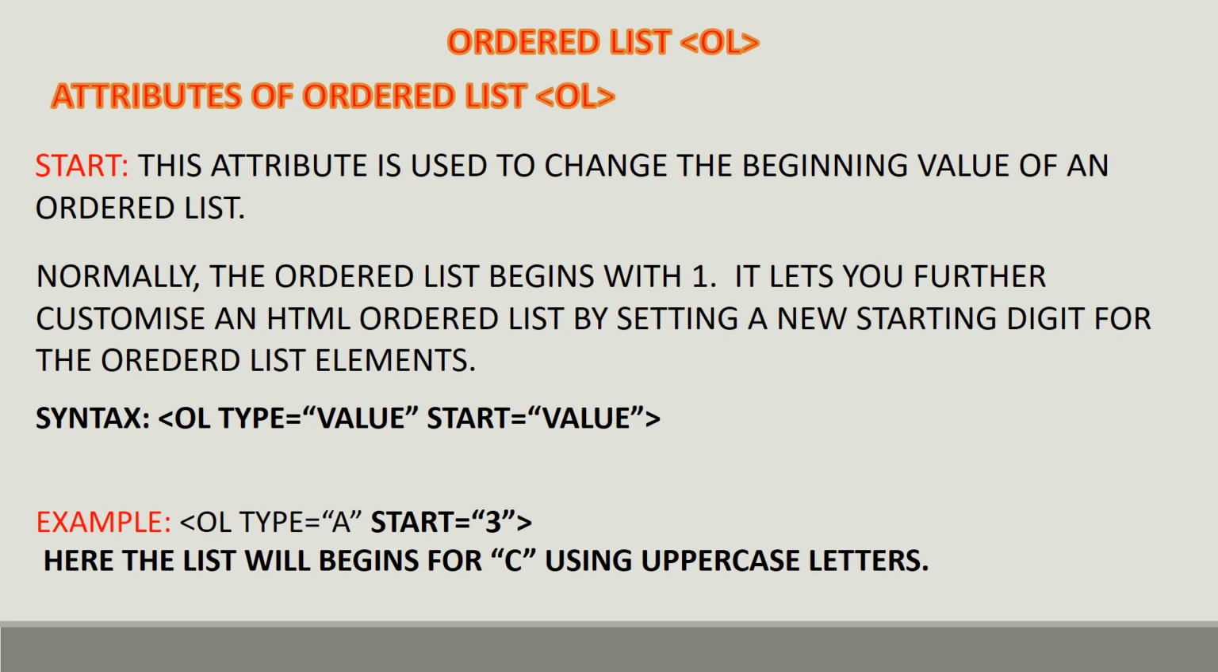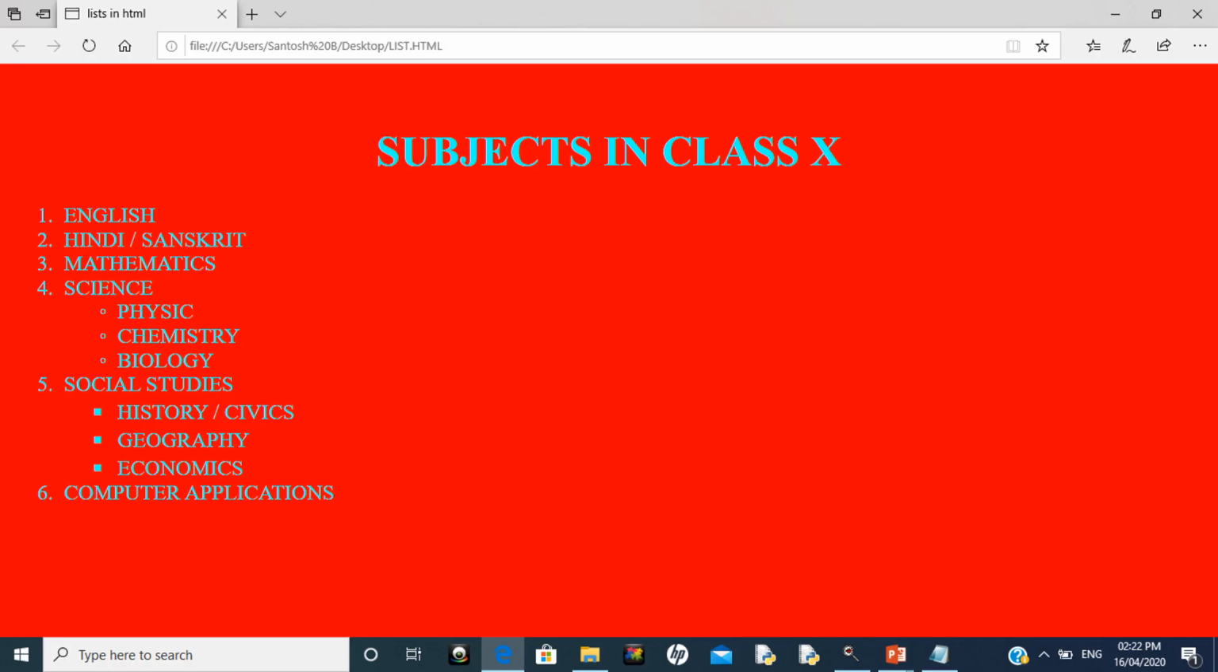Type is A and we want to start from the third alphabet. Start 3 means it will start from C. It's going to start from C using upper letter. So here is one example.